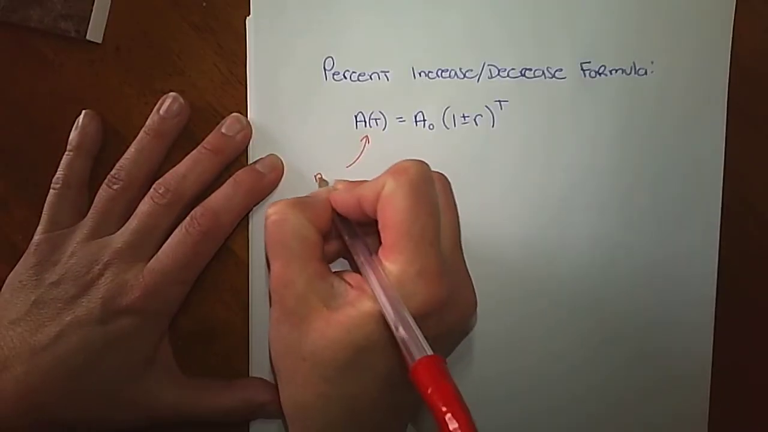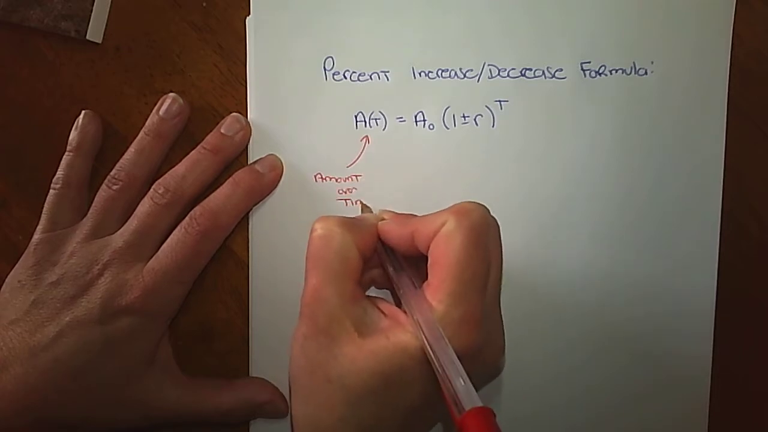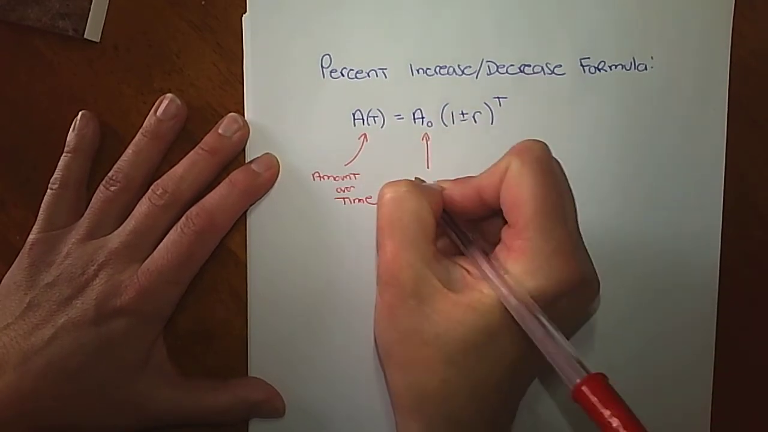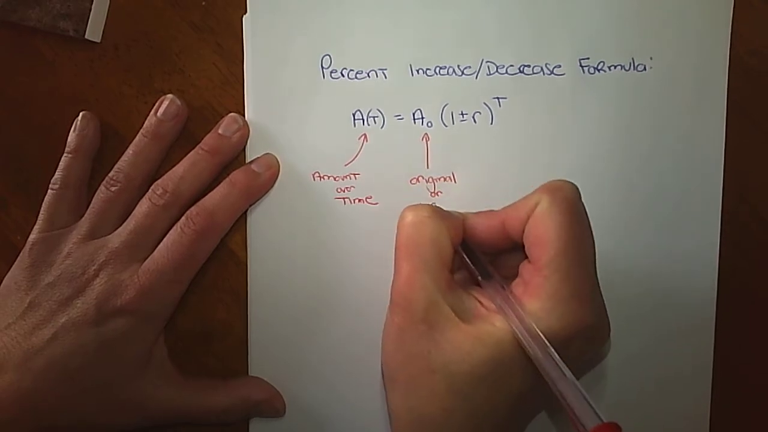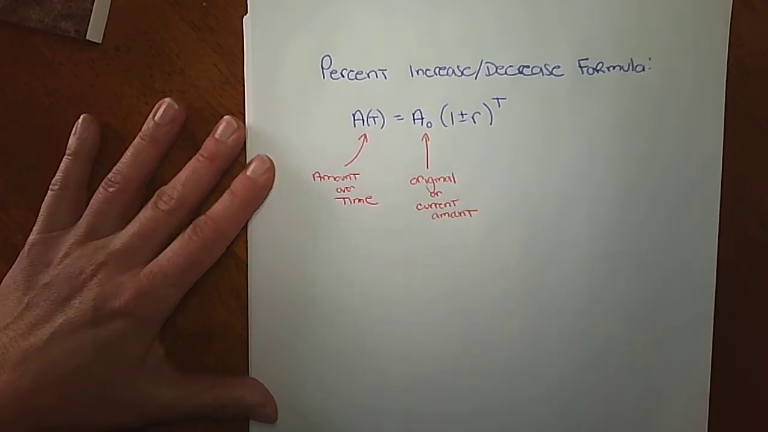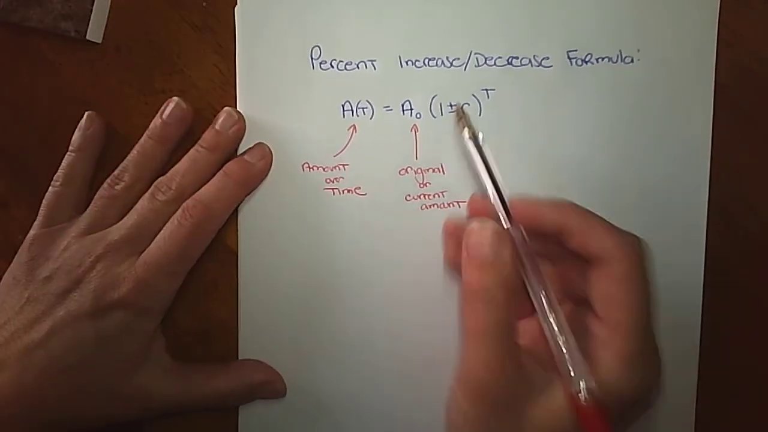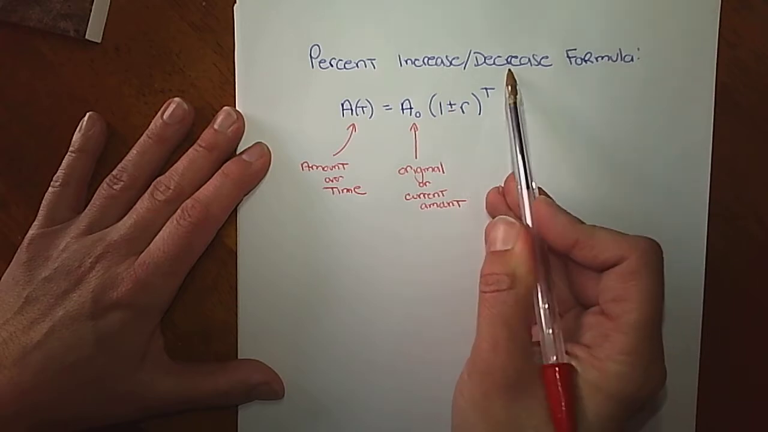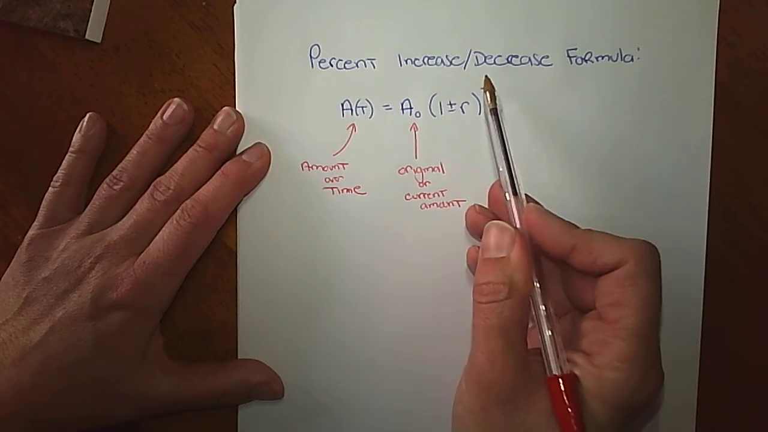This is your amount over time, so your answer, basically. Now, A sub 0 is always going to be the original or current amount, depending on the wording of the question. So it's what you're starting with. 1 is always in the equation. If the quantity is increasing, we're going to be adding on to 1. If it's decreasing, we're going to be subtracting. That's why there's a plus or minus, because we have two options.